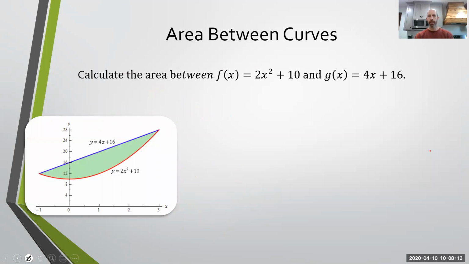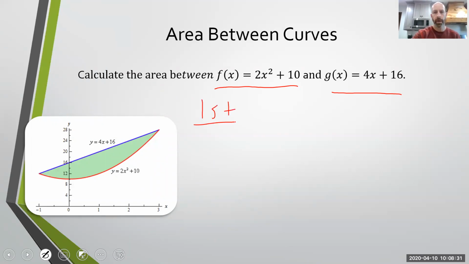All right, the next example I want to talk about here is the area between two curves. So we have the curve f of x, which is the red curve here, the parabolic curve. And then we have the blue curve, which is a linear function, 4x plus 16. We want to find the area between these two curves. To do that, the first thing we're going to have to do is figure out where they intersect. Where do these guys intersect?